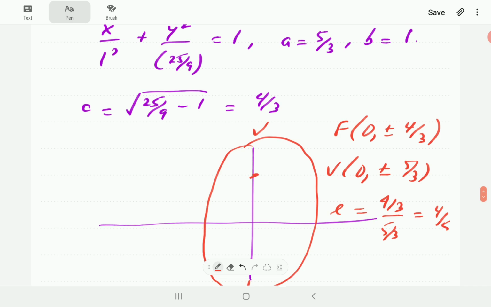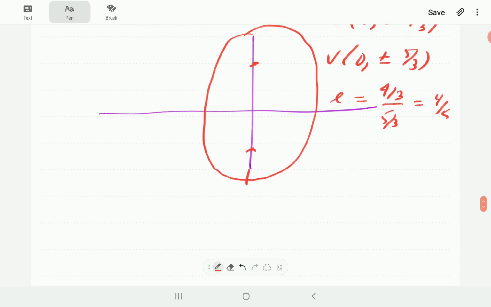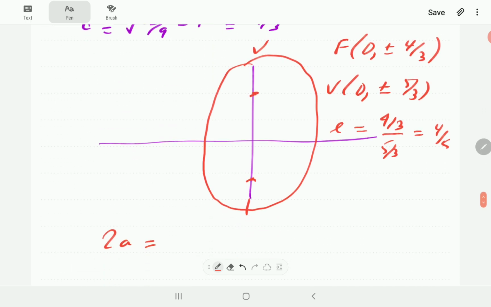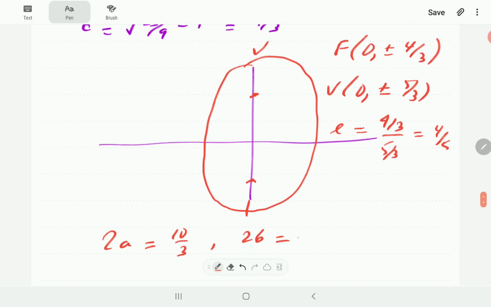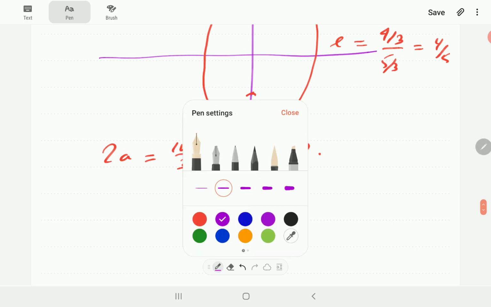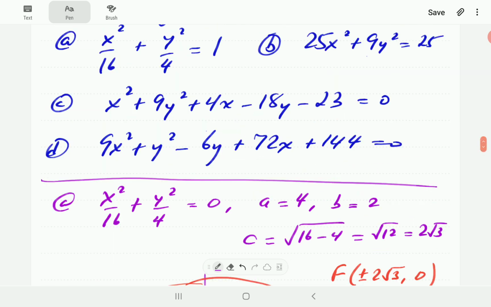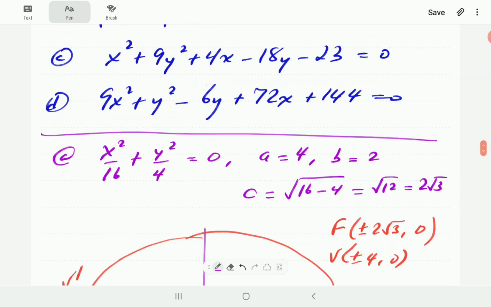The major and minor axes. So the major axis is 2a. a is 5 over 3, so that's going to be 10 over 3. b is 1, so 2b is just going to be 2, which is the minor axis. Okay, that brings us to the end of the second example. In example number C, we've got an equation in general form.